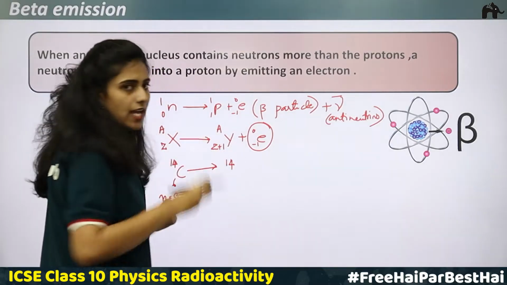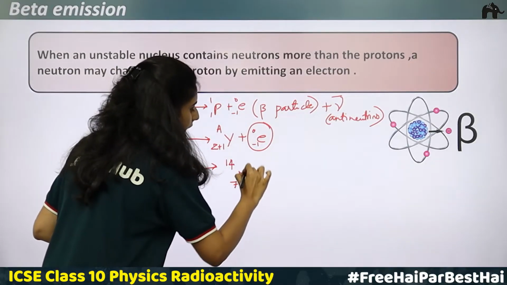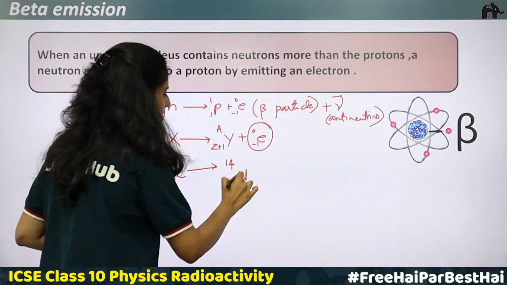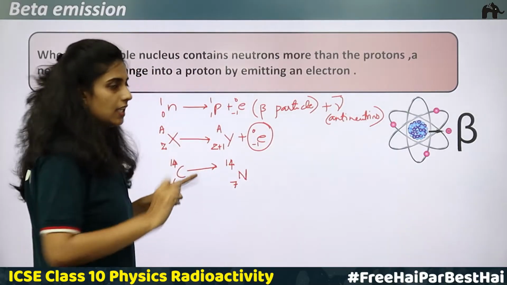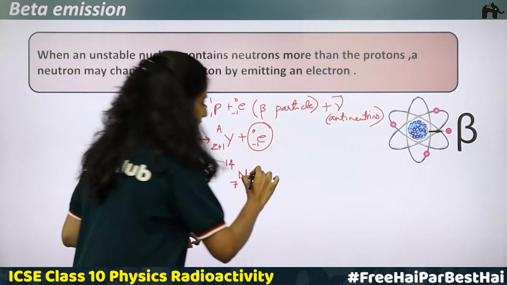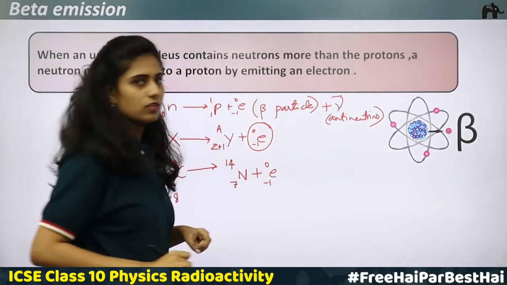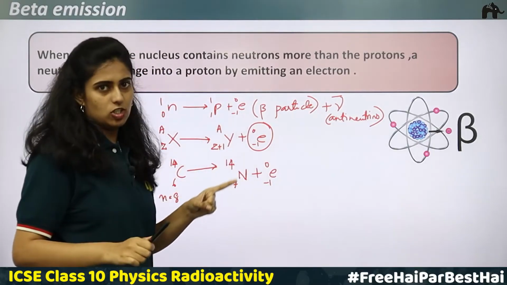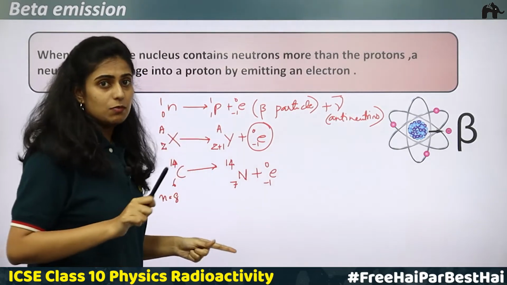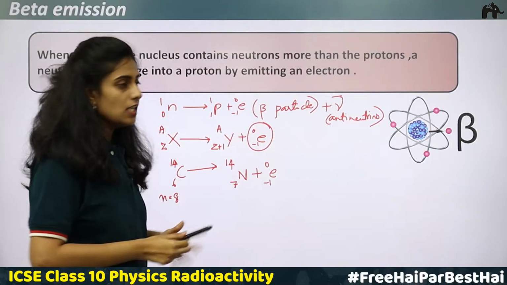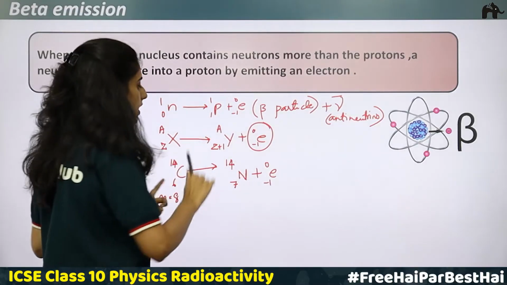Now what about the atomic number? The atomic number should increase by 1. It becomes 7, and the element is nitrogen. Nitrogen-14, this is in the stable state. So the carbon which is in the unstable state comes to the stable state. And here the particle emitted is a beta particle, -1, 0. So this is beta emission. Comparing beta emission and alpha emission, we understand that in alpha emission, both atomic number and mass number change. But when it comes to beta emission, the mass number is the same, but only the atomic number is changing.